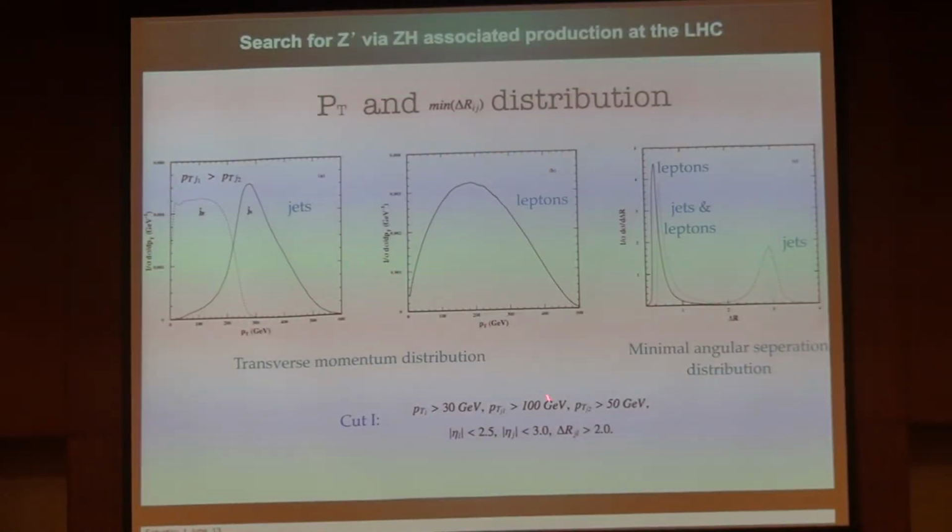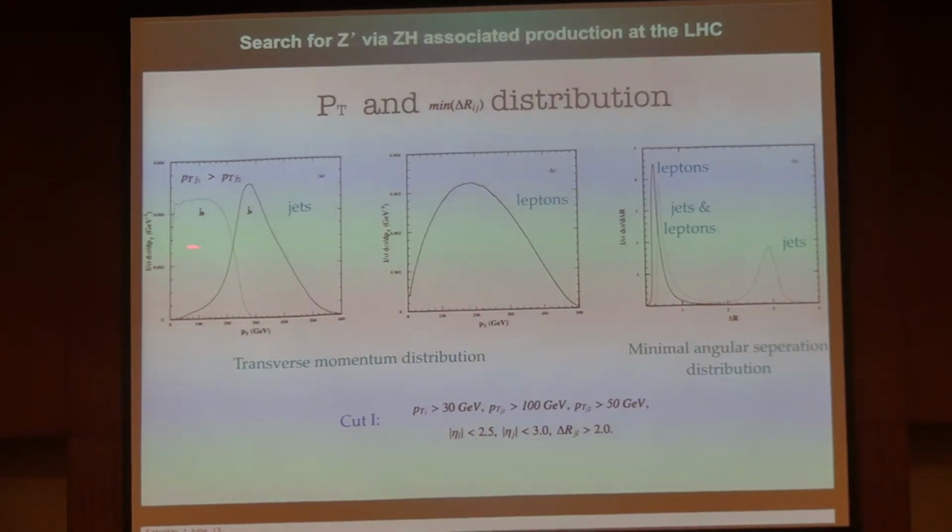How do we choose the cuts to eliminate the standard model background? We here plot the transverse momentum distribution of different final state particles. Here is for the final state two jets, and this is for the final state two leptons. Here J1 is the jet with larger transverse momentum, and J2 is the one with smaller transverse momentum.